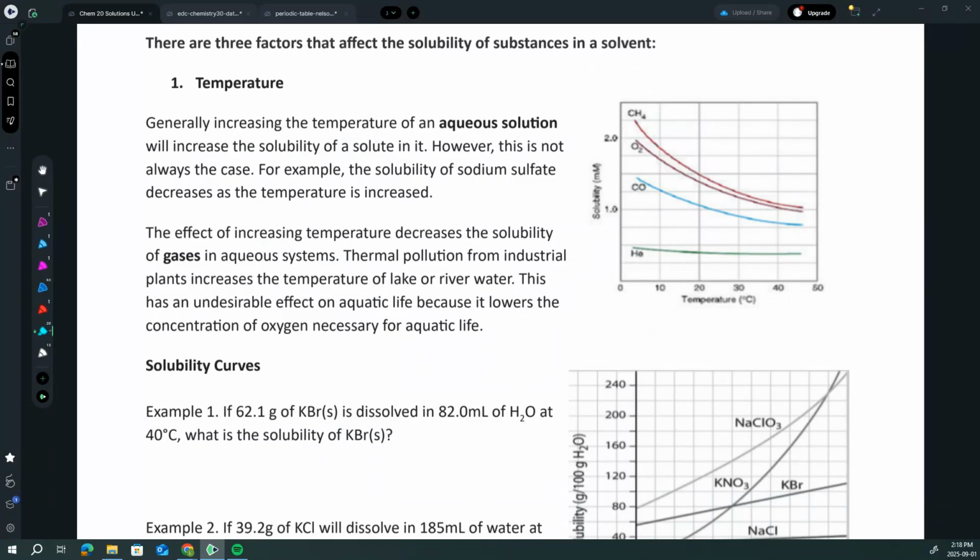Essentially what they're trying to get at here is, when we're talking about solids, most of the time, not all the time, but most of the time, if you increase the temperature of your solution when you're dissolving a solid solute, typically you are going to increase the solubility. However, with gases, the opposite's going to occur. So with gases, if you increase the temperature, that will decrease the solubility.